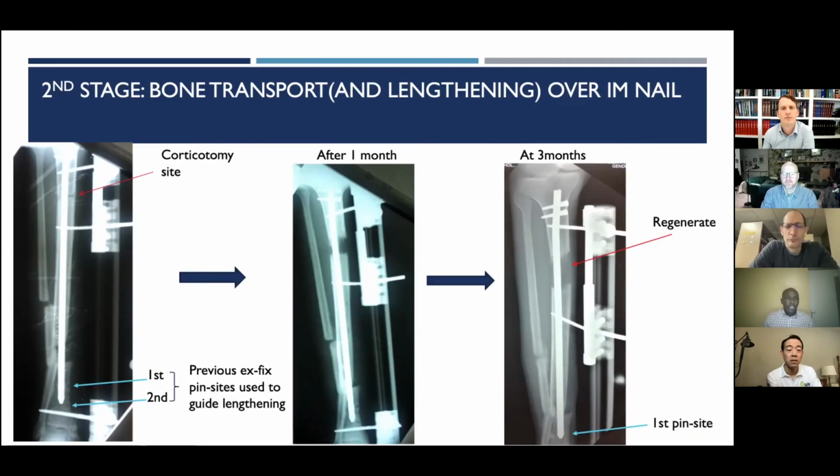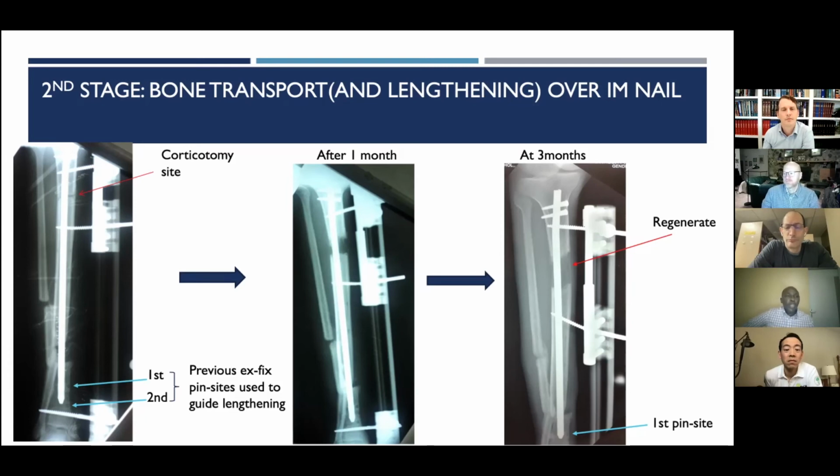The second stage actually entailed doing transport over a nail. And this is where it makes it very simple, because you're able to put in a nail, put in a monorail external fixator, and be able to transport. At the end of transport, when you have good consolidation of the regenerate, you can remove the external fixator and remain in the nail.